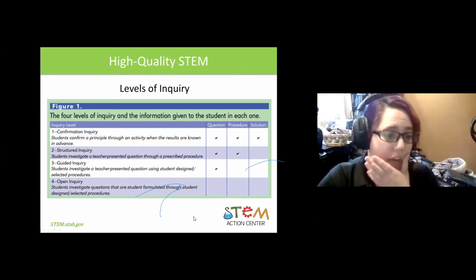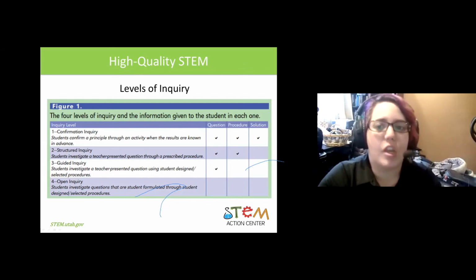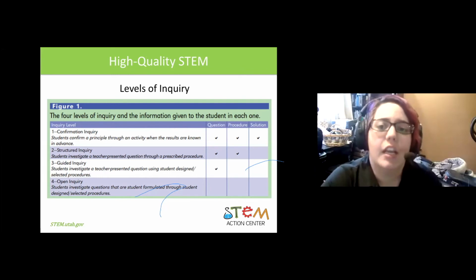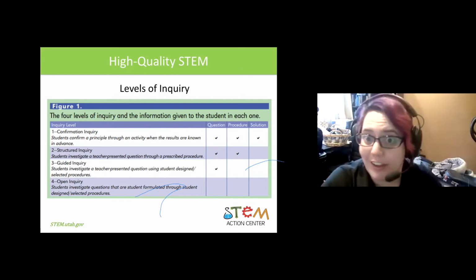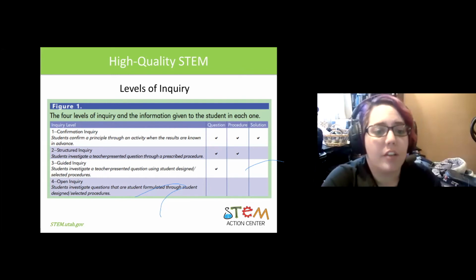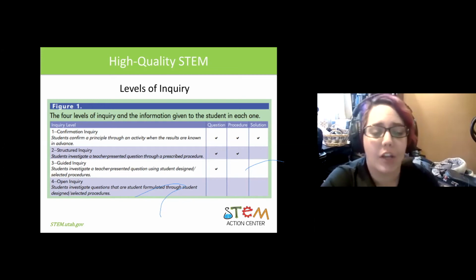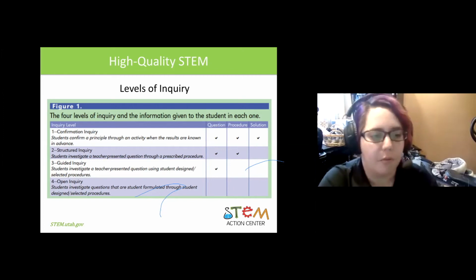Level 3 is called guided inquiry, and in a level 3, you only provide the question or the challenge. This is the highest level of inquiry that most programs and most classrooms can reach on a regular basis because you have to provide something, typically. So if you're telling students, what do you think is going to happen if I mix these different things together, and that's all you're giving them, then they're coming up with the procedure and they're coming up with the solution. Those kinds of activities drive student engagement at a higher rate than level 1 or level 2 inquiry does.